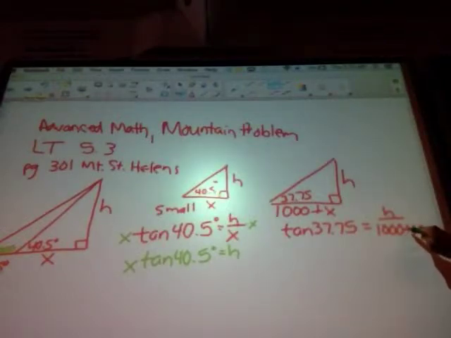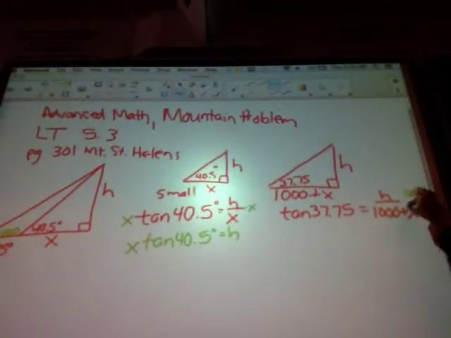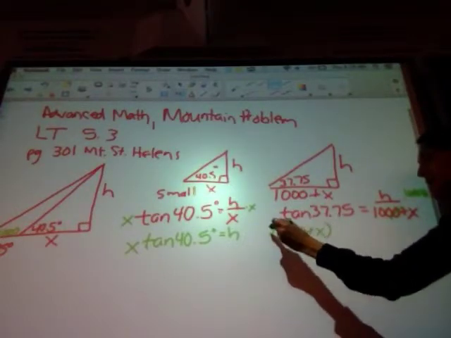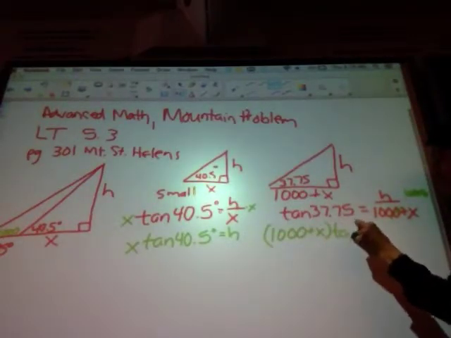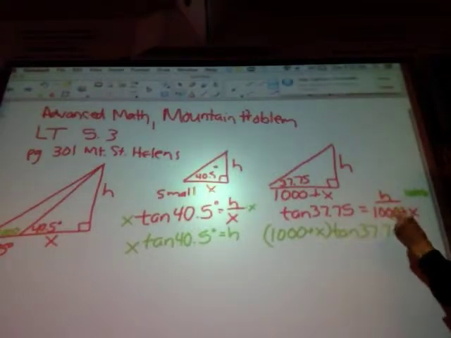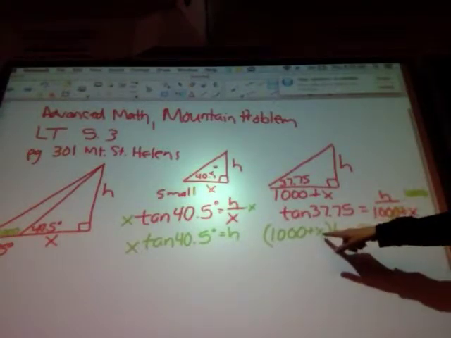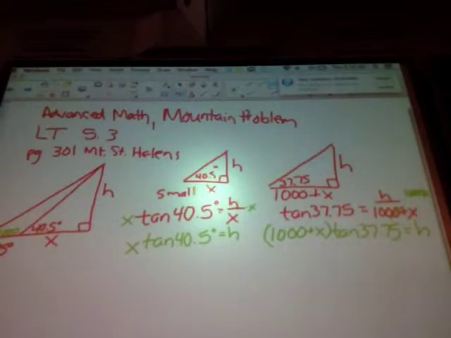okay, can I get H by itself here? Yep. I could multiply by what? 1,000 plus X? So that will make that go right here, right? Now, I have to put 1,000 plus X in parentheses. How come? That's a whole quantity. Okay, yeah, that's kind of together. If I don't put the parentheses, it just looks like I have X with the tangent. Okay.